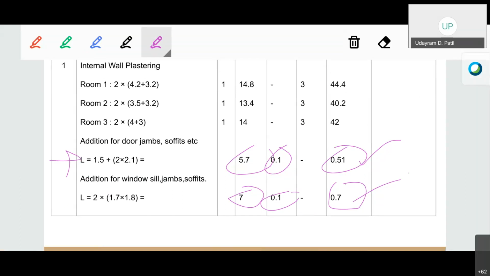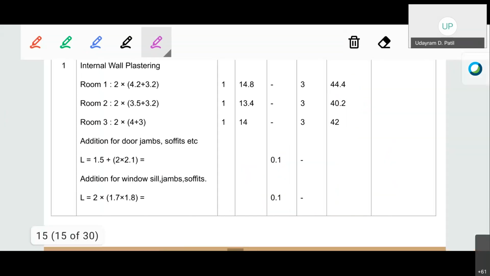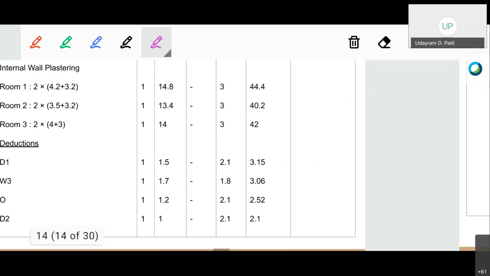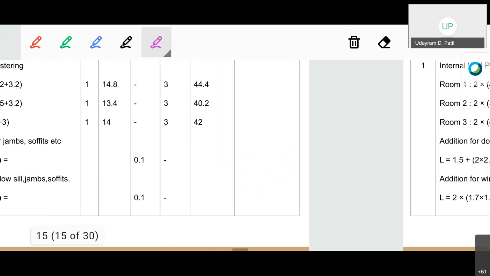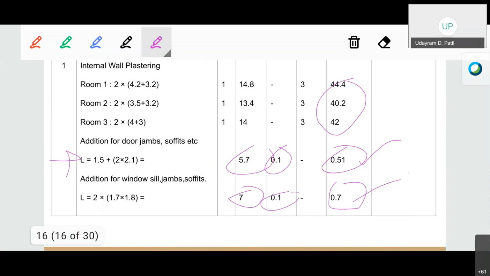Okay, calculate the net quantity for the plastering work. This quantity that came, minus deductions plus addition. This quantity plus 0.5 plus 0.7. Calculate the net quantity of the internal plastering. Okay, if you have any doubt, let me know.